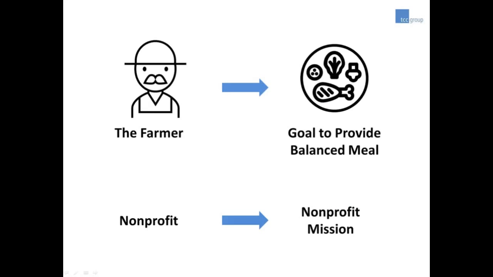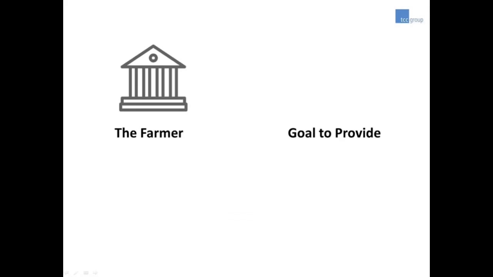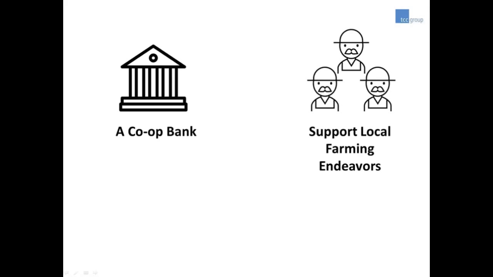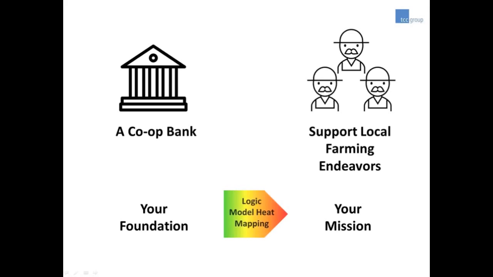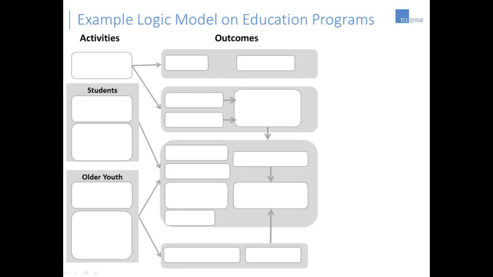As a funder, you may see yourself in this example as the farmer's local co-op bank that supports multiple farmers in their different endeavors. Your foundation can achieve greater clarity of purpose and improve your efficiency through logic model heat mapping. Here we have an example logic model used for one of our clients. No need to get bogged down in the details here. In short, it's a logic model for a funder that supports education programs.